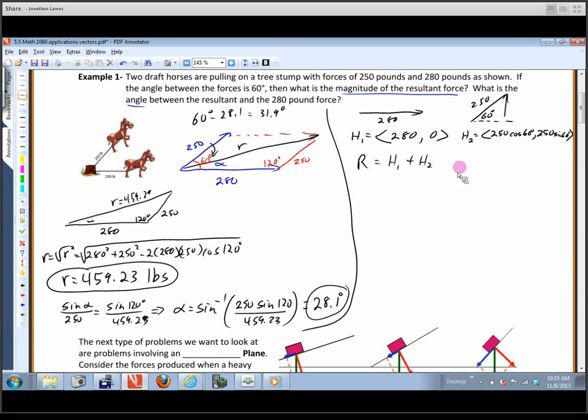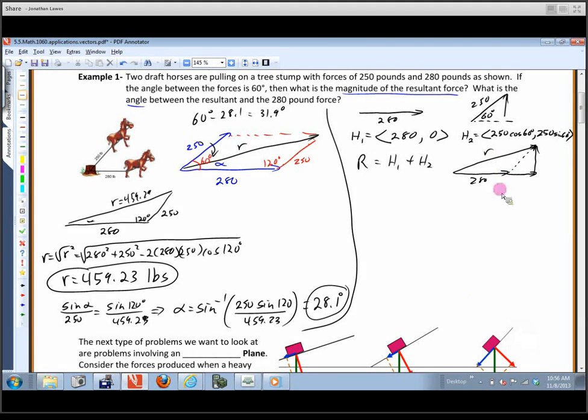But I want to draw a diagram of what's happening here. Here's horse 1. Okay, there's our 280 headed exactly in that direction. And kind of like the tail to tip method, if I put this one on here, this is what's happening. When that 250-pound horse pulls off in that direction, part of that is going in exactly the same direction as the 280-pound horse, and part of it is pulling it off course. And there, right there, that's our resultant. So that's geometrically what's going on.